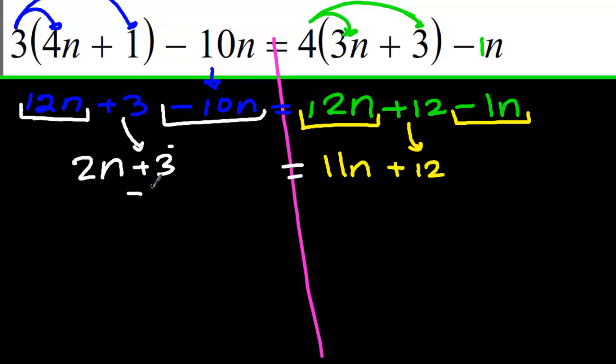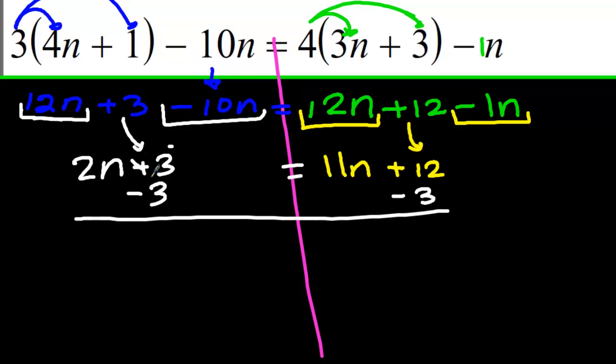We are going to eliminate this positive 3 by having negative 3. Negative 3. Gone. You are going to carry out 2n equals, we didn't do anything to that 11n, so it stays the same. Positive 12 minus 3 is going to be a positive 9.